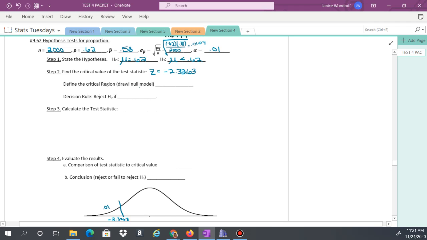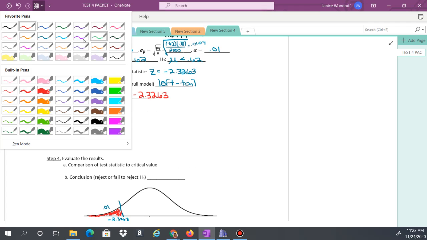Then we are doing a left-tailed test. I already wrote that down there. Sorry about that. It's left tail because the alternative is less than, so it's pointing to the left. Whichever way the alternative is pointing, that is how we will do our test, which means our rejection region is to the left of negative 2.3263. So we will reject if our z-value is less than negative 2.3263.